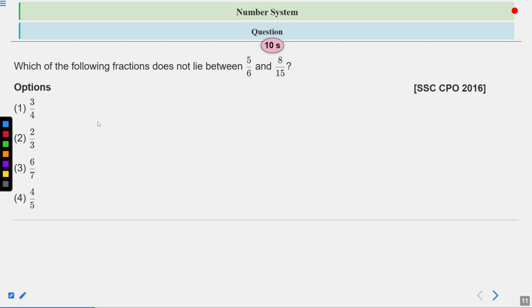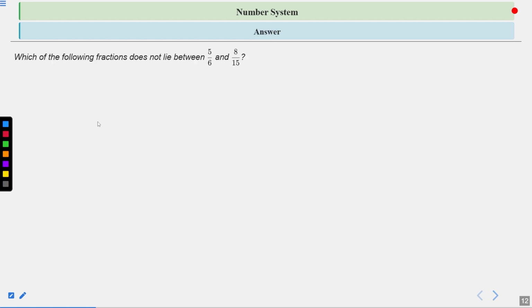Now you have 10 seconds to solve this question. Your time starts now. Now time's up. Let's see the solution of this question. Going through the options, we need to find which number does not lie between 5/6 and 8/15. So we just simplify and we get our answer. The third one is the correct answer, which is 6/7.